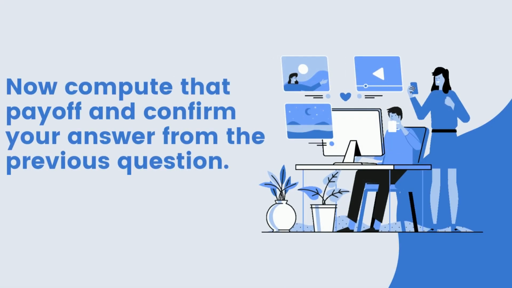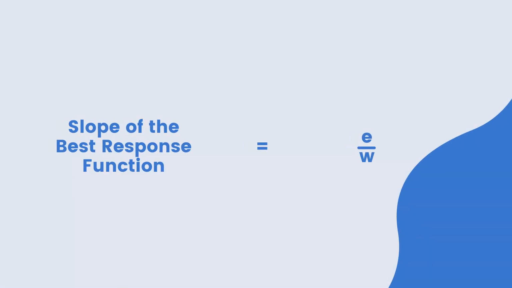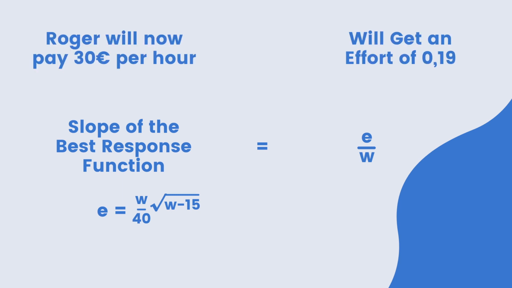Now, compute their payoff and confirm your answer from the previous question. In this exercise, which is very similar to D, we have to find the slope of the best response function and match it with effort divided by wage as well. In this case, this gives us that effort is equal to wage over 40 times the square root of wage minus 15. Then, we replace this value in the best response function so that we can determine the wage Roger will now give to Hannah according to her new best response function, which is 30.